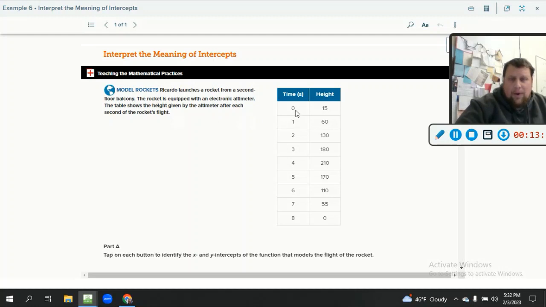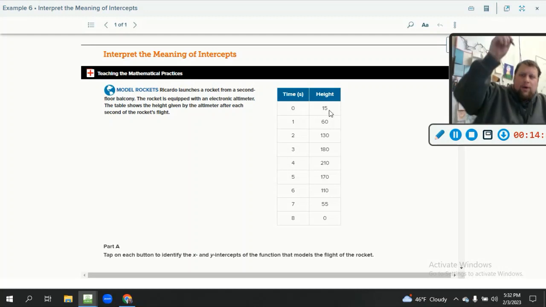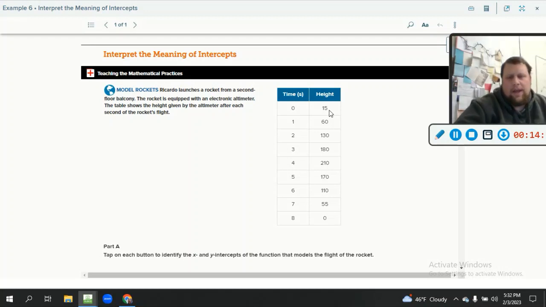So this right here is where x equals 0, and I'm at a height of 15. And that tells me at time 0, I am starting out at a height of 15. It doesn't say 15 what, so we don't know. But it's starting out at 15. So it's on one of those little things that holds the rocket down so that it can shoot up straight off of it. And that would be our y-intercept.